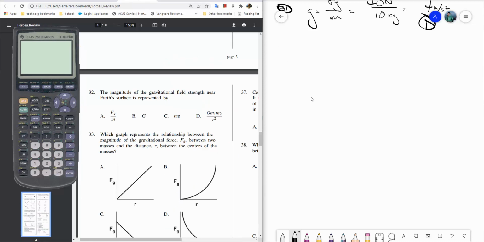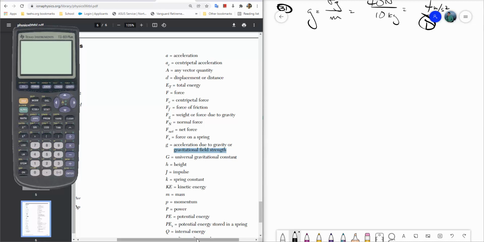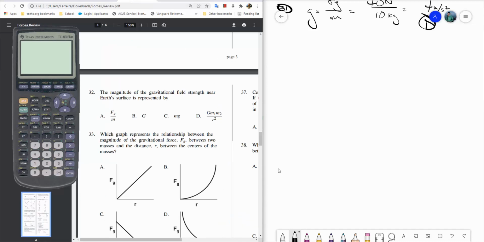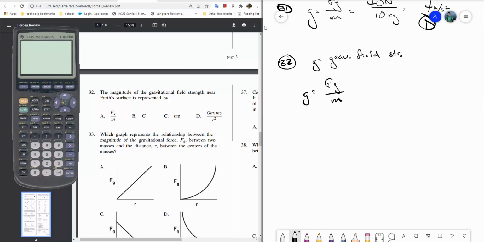Let's go back to our question. The magnitude of the gravitational field strength near the Earth's surface is represented by what? Well, G is gravitational field strength. G is the force of gravity divided by mass. 32 is A, because G is the gravitational field strength, and G is equal to the force of gravity divided by mass. So A. There you go.